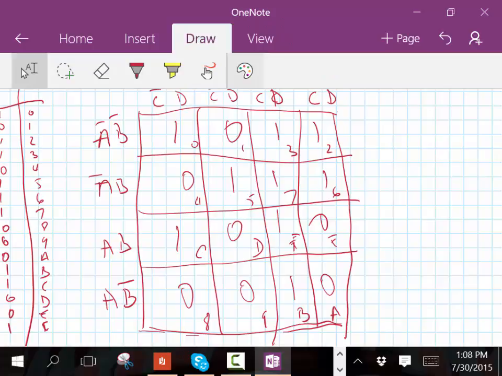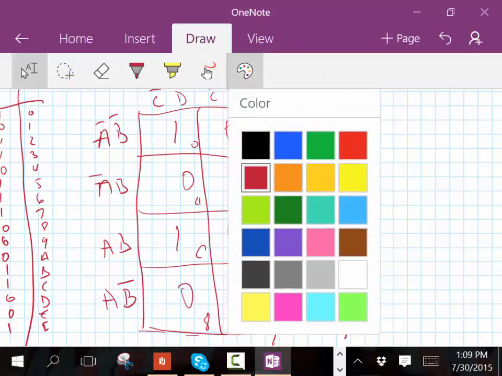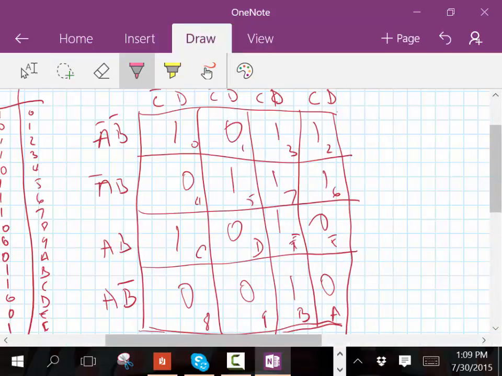And let me change colors to where we'll use pink. All right, there we go. So we got pink here that we're going to circle here. Now, we're looking for groups of 16. A group of 16 means it's all ones, right? So we don't have a group of 16. You're rarely going to see a group of 16.